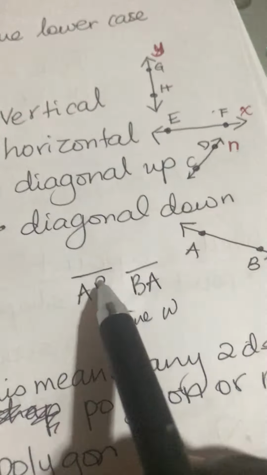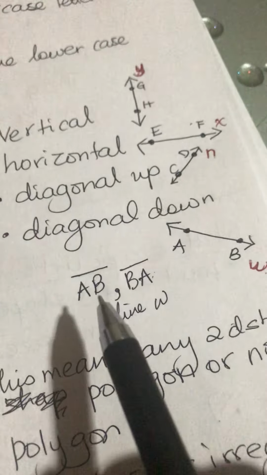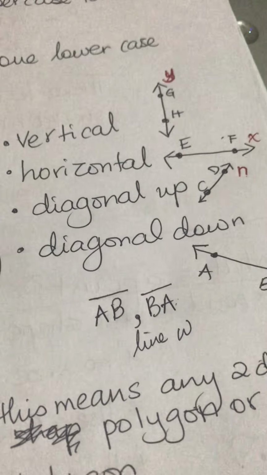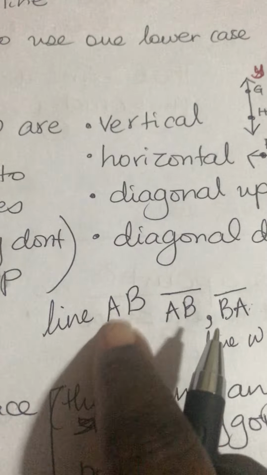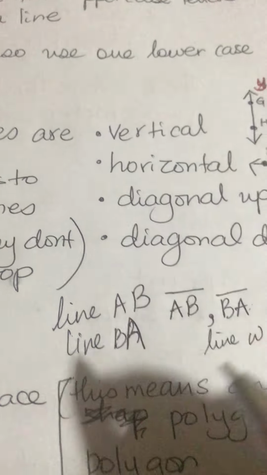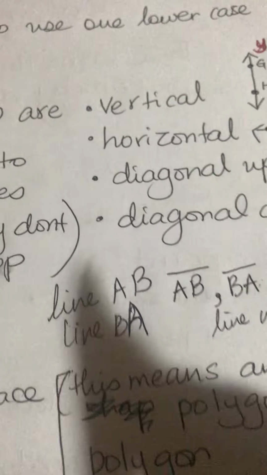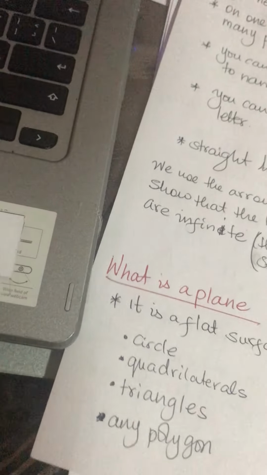When you're using the capital letters, please put this line symbol here. This line here tells me you're talking about a line. So it's called line AB or line BA or line W. That is how you pronounce this. Or you can say the word line AB. If you don't want to write this line symbol here, you must write the word line AB or line BA. Now, you cannot write the word line and then put a line on top. It is line AB or AB with a line on top. It is one or the other. They can't be both. Okay? Alright. We do what is a plane.